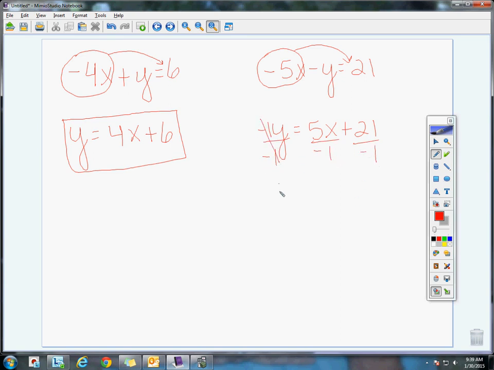So that crosses out to give us our positive y. 5x divided by negative 1 will be negative 5x. And 21 divided by negative 1 is negative 21. So there's your second equation.